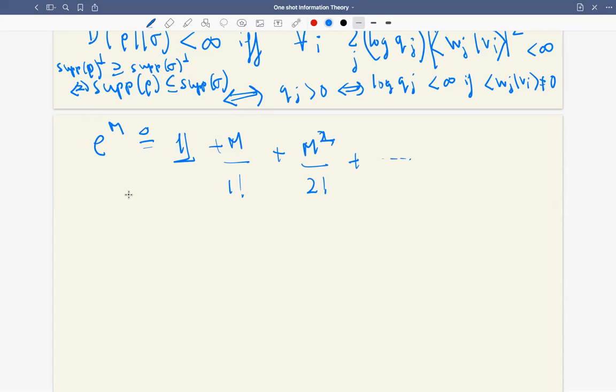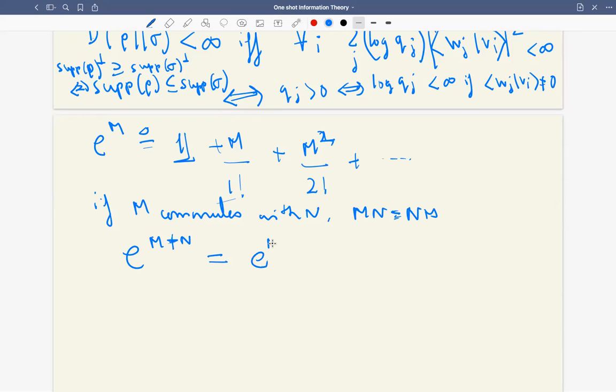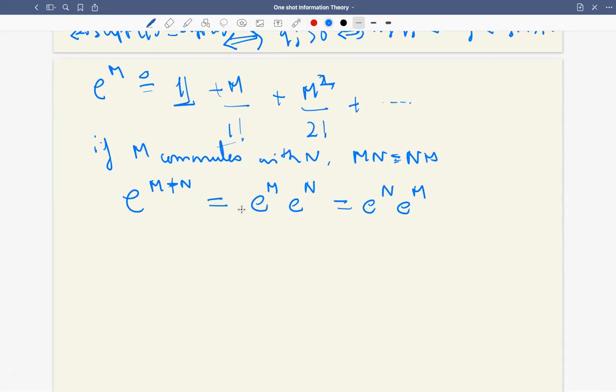But this series is important because from this series you can now conclude that if M commutes with N, I mean by that MN equal to NM, then you can prove that e to the M plus N is equal to e to the M times e to the N. And again, the order here will not matter because M and N commute. So this is also e to the N times e to the M. This you have probably seen if you've seen the Taylor expansion. And in general, it's not true. If M does not commute with N, then this will not be true.